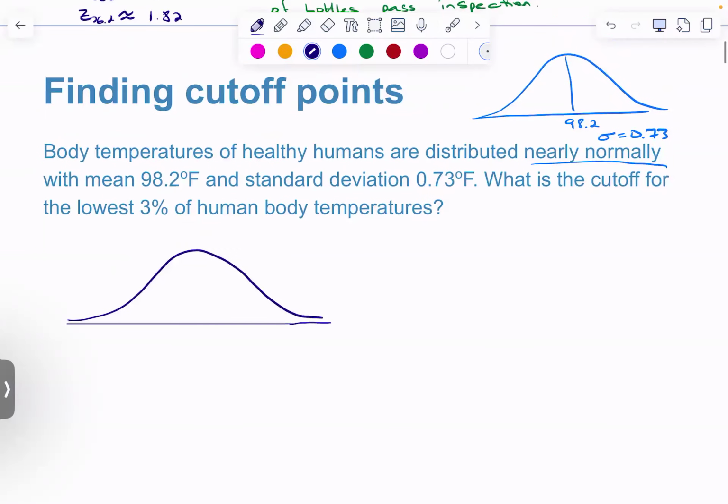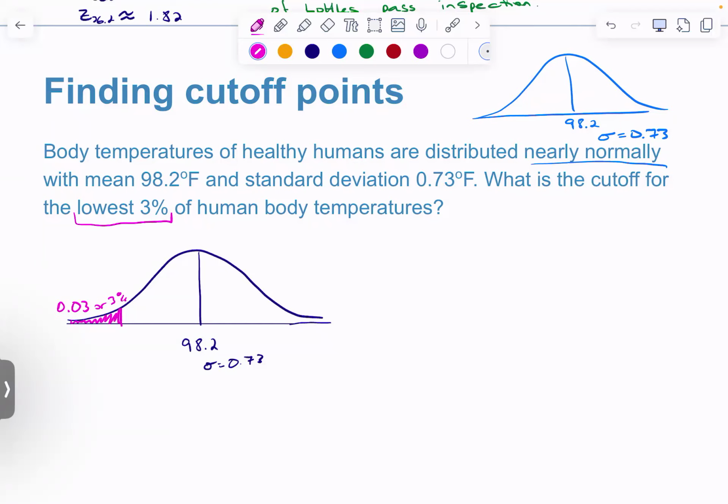Okay. So here I can redraw my curve. 0.73. What's the cutoff for the lowest 3% of human body temperatures? So here on this scale, we've got the temperatures, and the lowest temperatures would be down here. And so now what we're doing is we're forcing this area to be 0.03 or 3%.